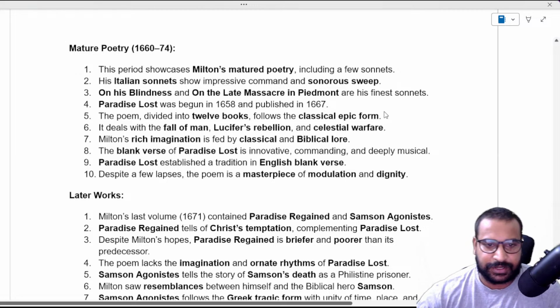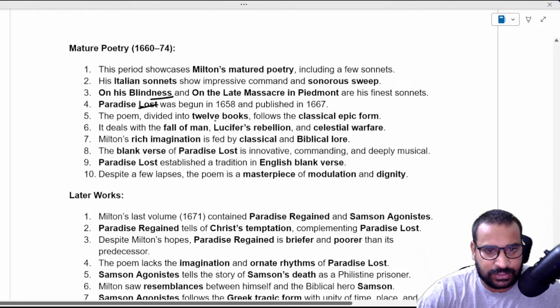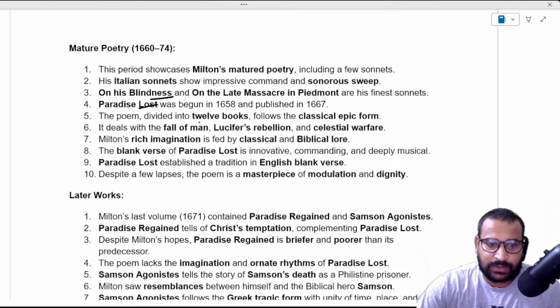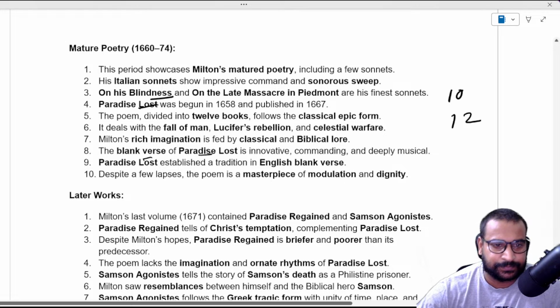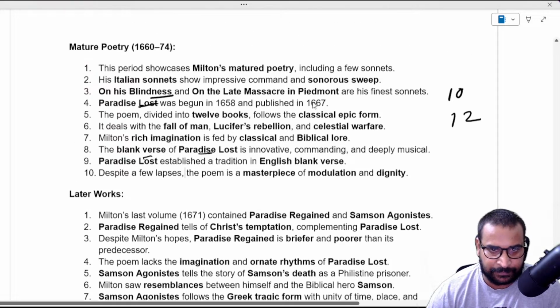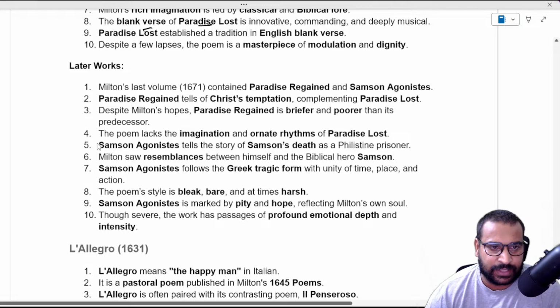Then we have mature poetry. In mature poetry we have all these things: On His Blindness, Paradise Lost. And then remember one thing, there was a question. First, in Paradise Lost we had 10 books, right? Then in the later publication we have 12 books, the next publication, and it was all written in blank verse. Anyway, I'll just move quickly to Paradise Lost, then you will understand everything. So all you have to remember are these things that I have said right now.